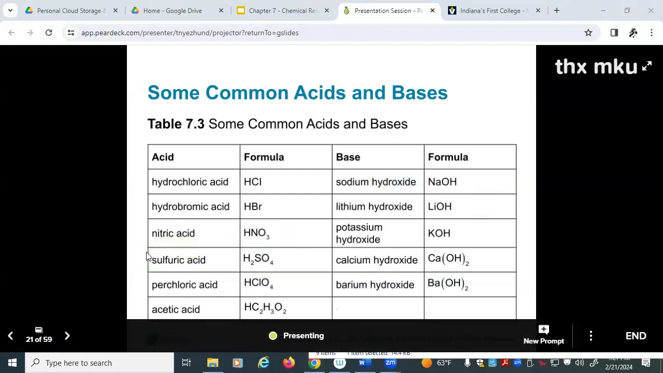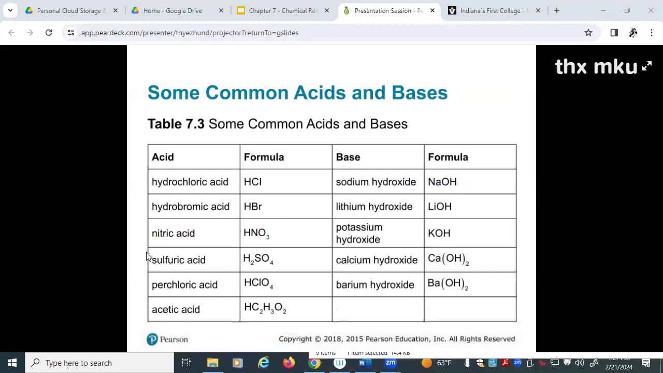All right, so here are some common acids and bases. We've seen a number of these in different places and experiences. Most of the acids are ones we encounter in the laboratory: hydrochloric acid, nitric acid, sulfuric acid, acetic acid. These are common laboratory acids. Hydrochloric acid and acetic acid also find their way into some common household products.